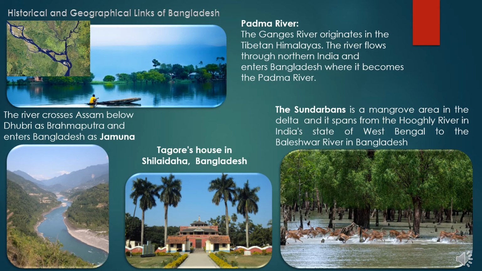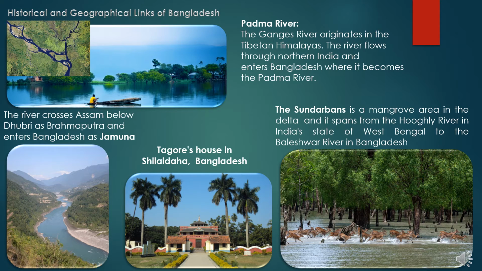I'll talk about the historical and the geographical links of Bangladesh. The river crosses Assam below Dhubri as Brahmaputra and enters Bangladesh as Jamuna. Padma River. The Ganges River originates in the Tibetan Himalayas. The river flows through northern India and enters Bangladesh, where it becomes the Padma River.